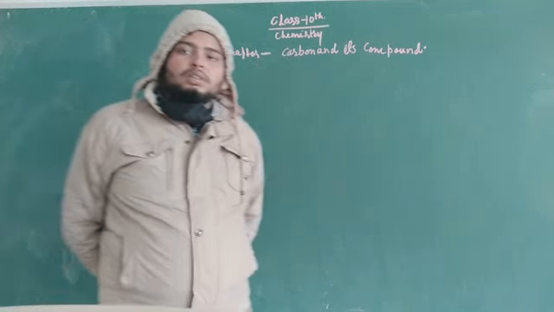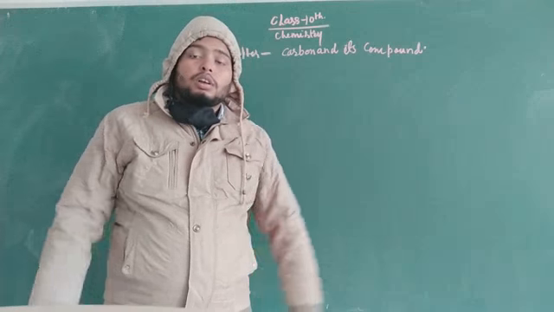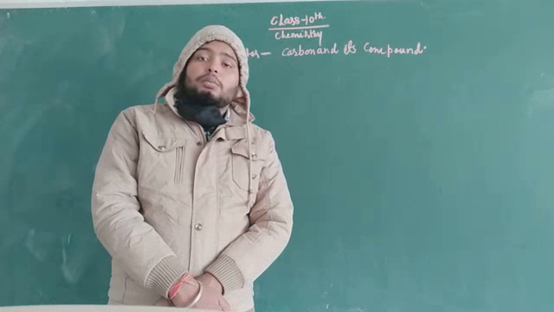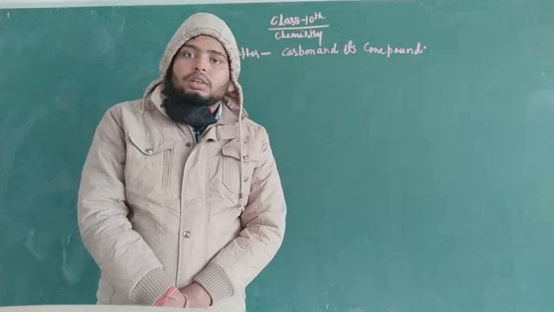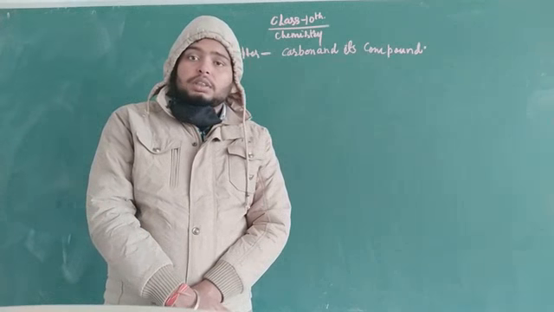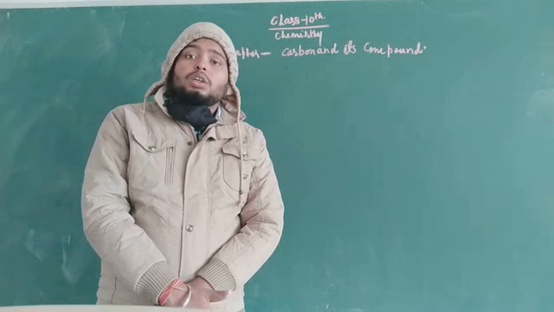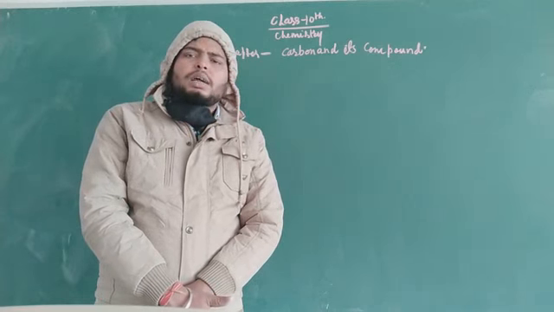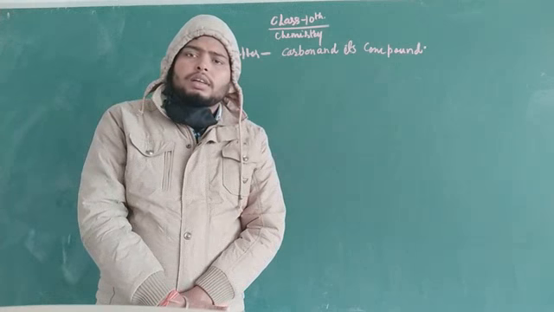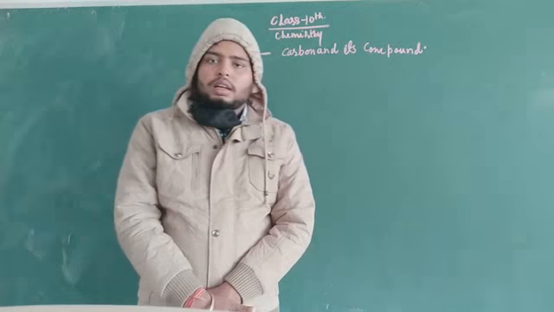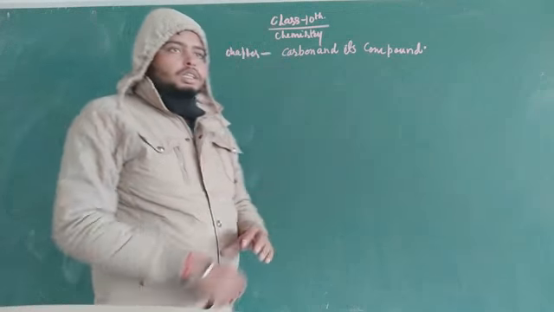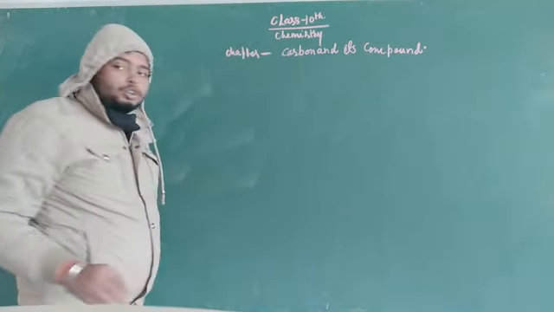And in the previous class we learned about the versatile nature of carbon, its allotropes: diamond, graphite, Buckminsterfullerene, their structures, their uses, and all those criteria. Again we are here to study this. That means we know the introduction.